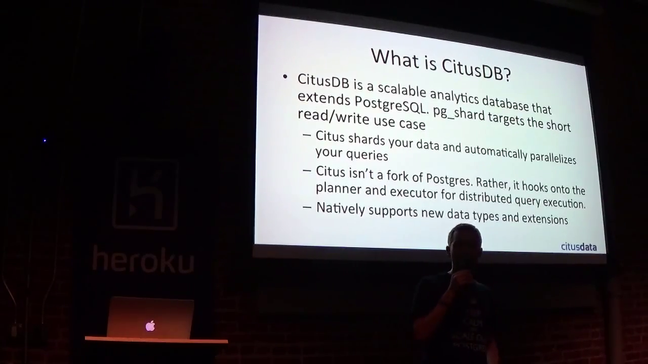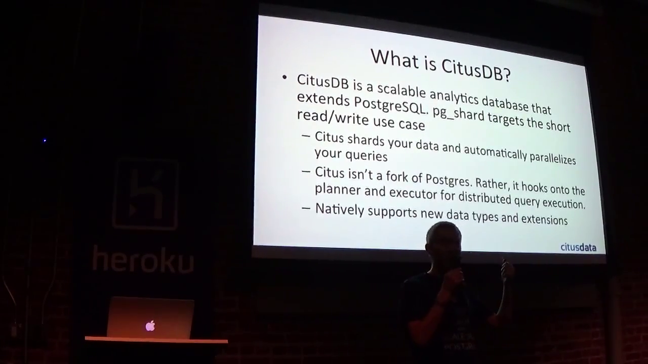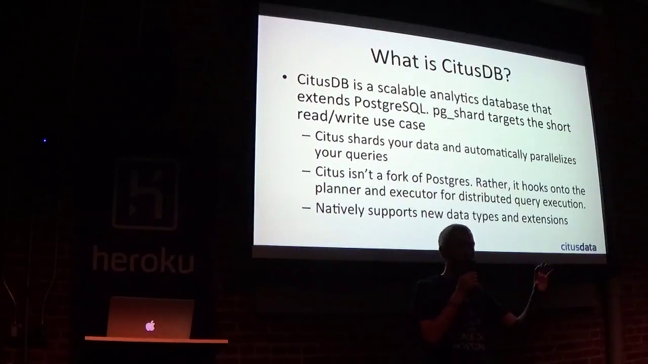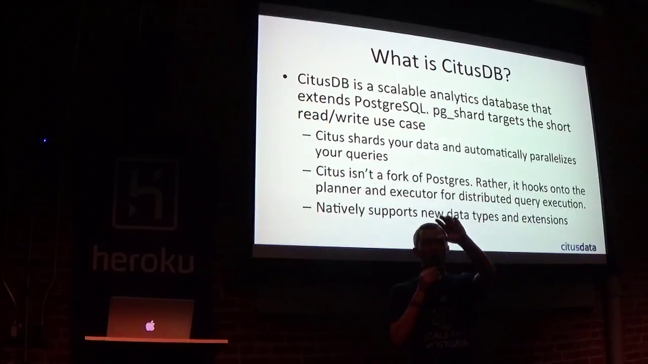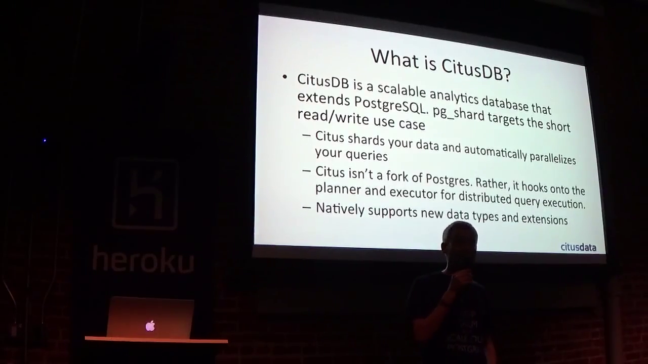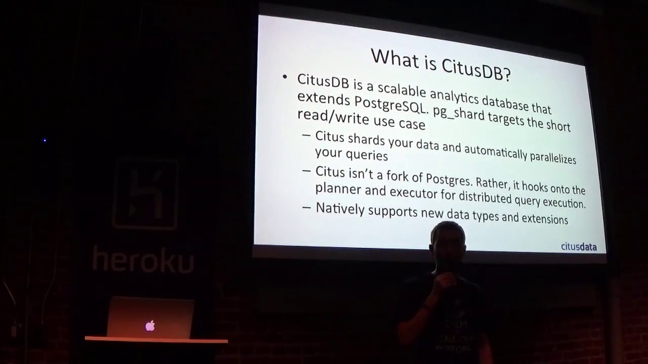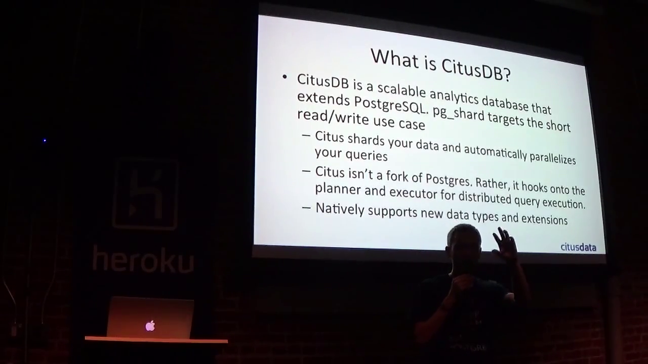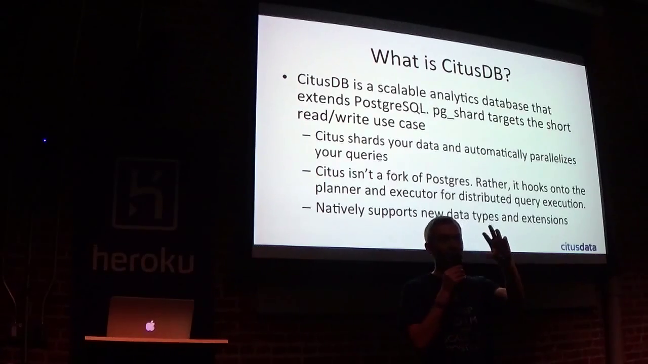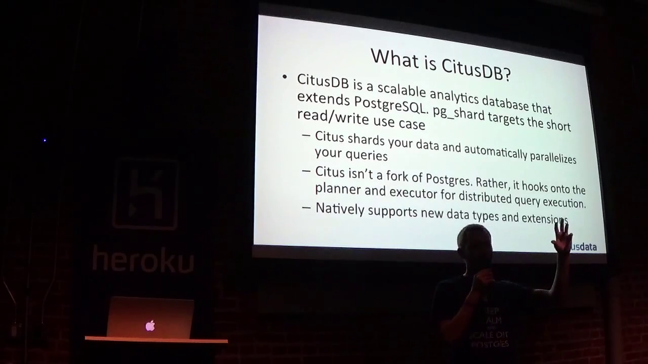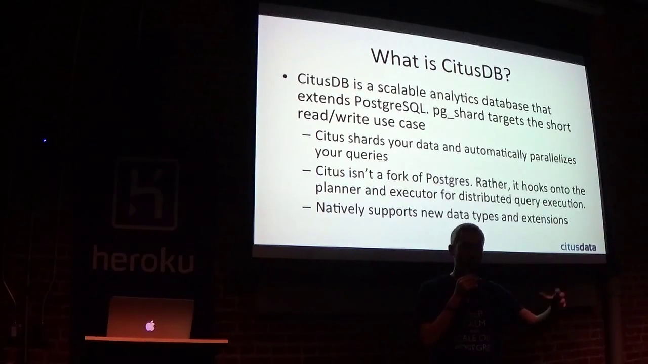Prior to the talk, how many of you guys have heard of Citus DB? Okay, fair number. And just to clarify, Citus DB and PG Shard are separate products that complement each other. PG Shard targets the use case where you're doing short reads and writes, real-time reads and writes. So it's more targeted towards the NoSQL use case. And Citus DB is more applicable when you have lots of data that you want to analyze.